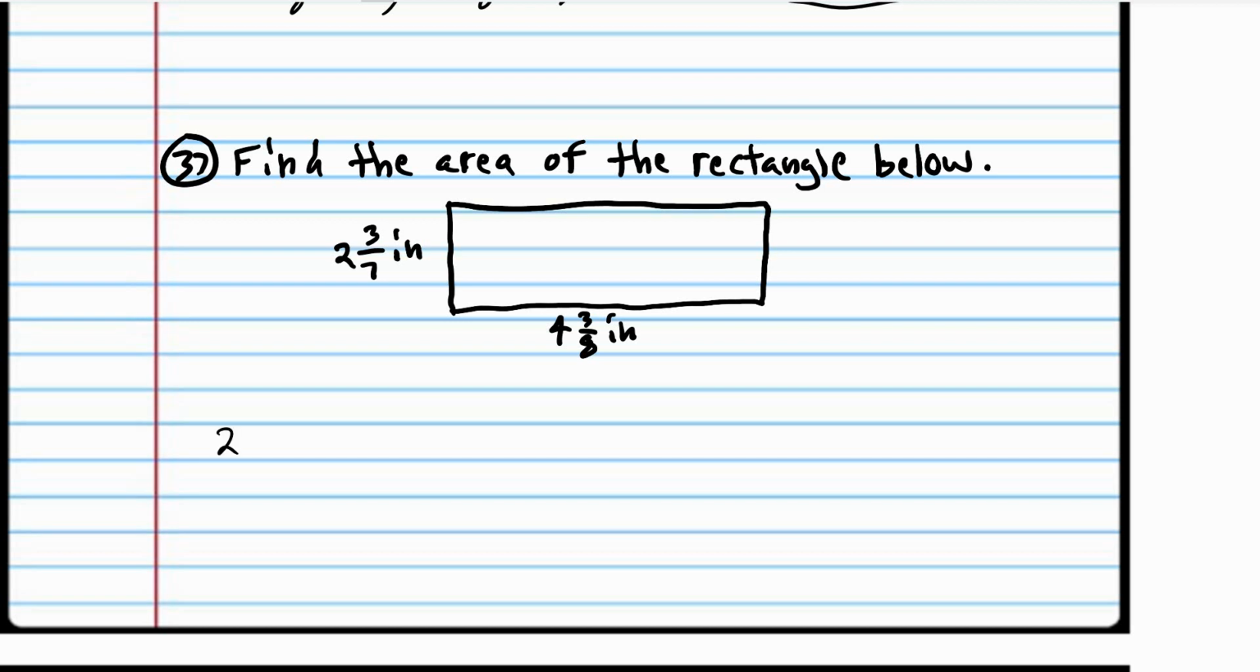All right, we're back. 2 3/7 times 4 3/8. Like always, we can't multiply mixed numbers, or we can multiply mixed numbers, but it would be very difficult. So let's change it to improper fractions. All right, we changed it to improper fractions. And now if we multiply straight across, those numbers are going to be pretty huge. Well, the bottom is not too bad, but the top, 17 times 35, I don't know what that's going to be. So let's just multiply straight across and leave it in factored form.